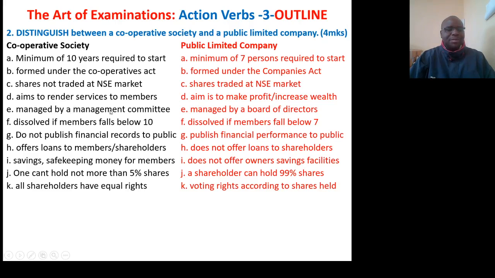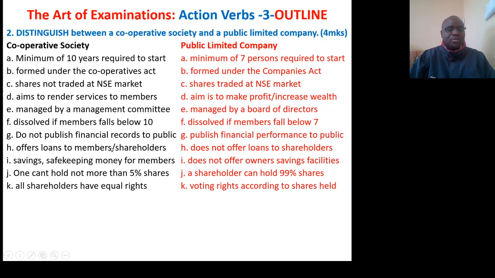Cooperatives are managed by a management committee. Public limited companies are managed by a board of directors. Cooperatives can be dissolved if members fall below 10. Public limited companies can be dissolved if members fall below 7. Cooperatives do not publish financial records to the public. Public limited companies are required to publish financial performance to the public.